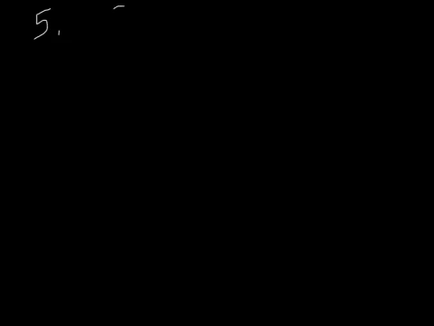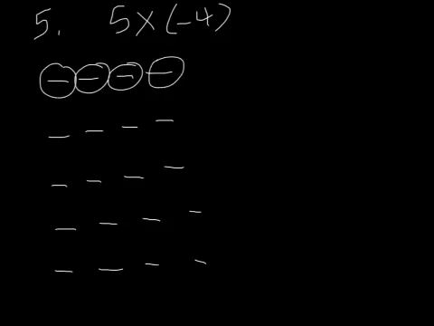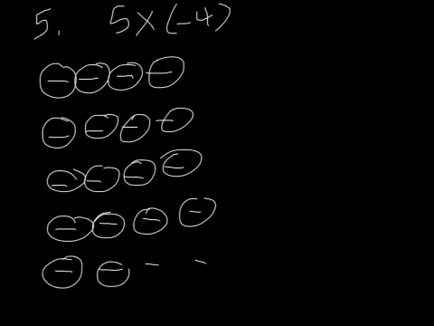Number 5, you have 5 times -4. Seriously, a lot of you came up to me the day of the quiz and were saying, how do I model this? I'm like, seriously? Come on, you learned this in elementary. You have 5 groups of 4 negatives. That's the 4th, and here's the 5th group. So that's 4, 8, 12, 16, and then 20.